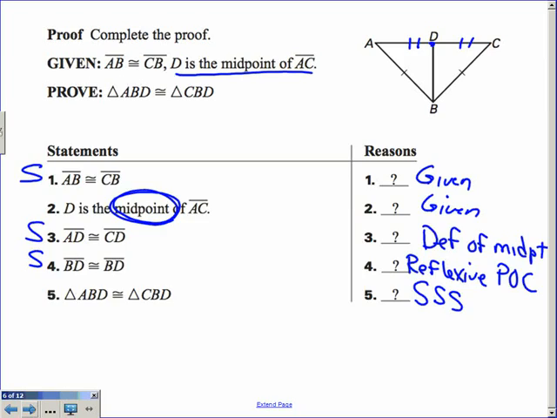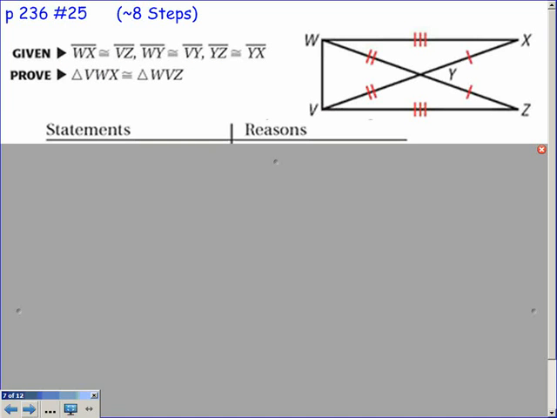Sure. Okay, let's try something a little bit different then. A little bit different. Why is it different? Well, you have overlapping triangles. Okay? Look at what you're trying to prove. You're trying to prove triangle VWX. So VWX is this right triangle up top here, kind of a big triangle, something like that. And then you're going to try proving it congruent to this other triangle, which looks like this.